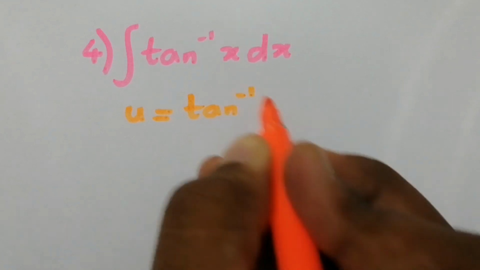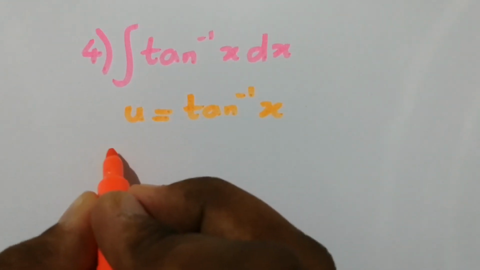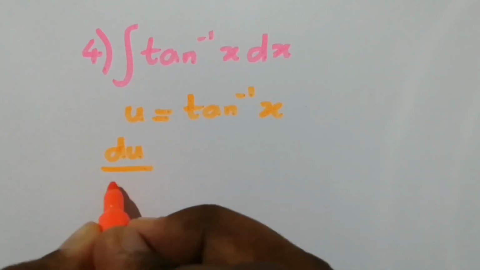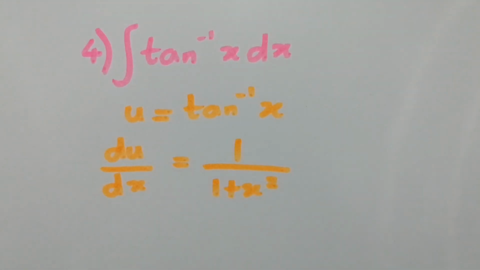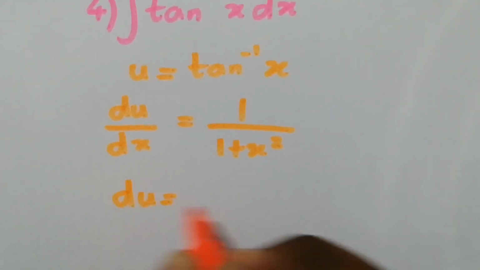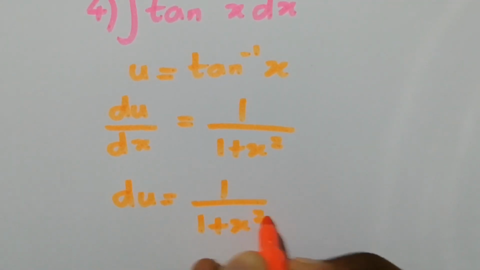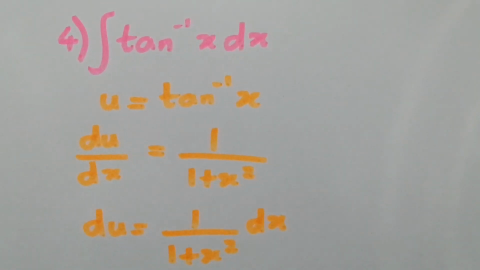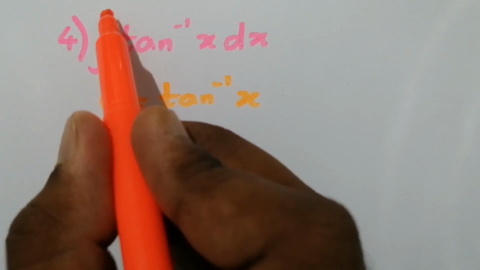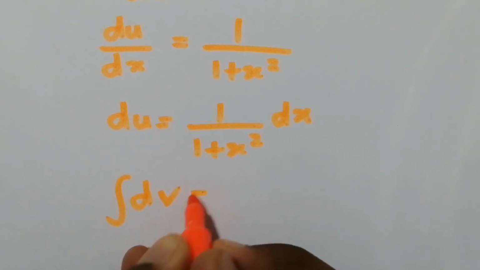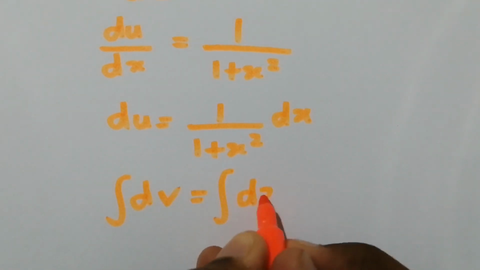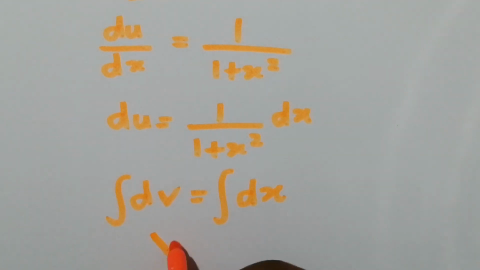U equals tan inverse x. Then if I differentiate this one with respect to x, du upon dx will be 1 upon 1 plus x squared. Then du is equal to 1 upon 1 plus x squared dx. And what is remaining in here? You can see the remaining one is only the integral sign and the dx. It's okay, you can take integral dv as equal to integral dx. Then you can get easily v equals x.